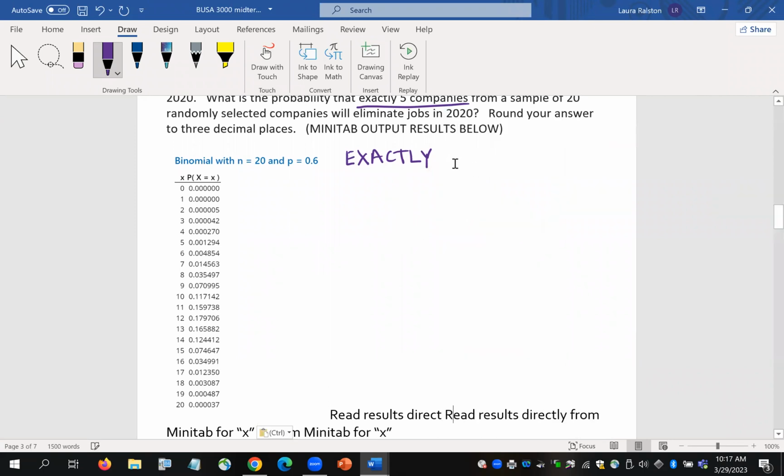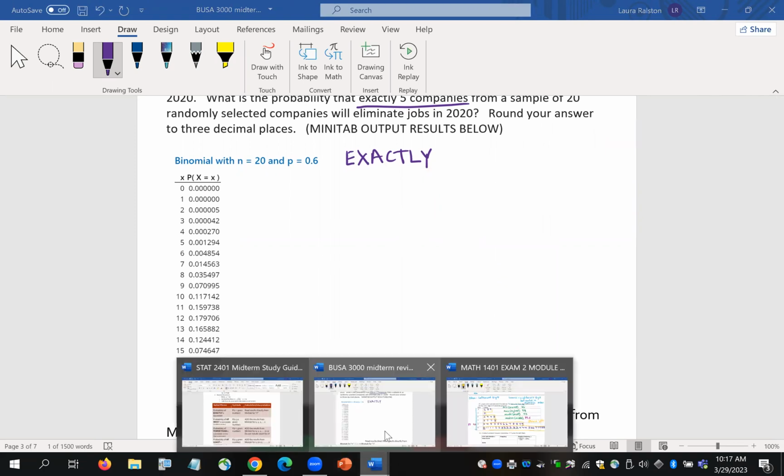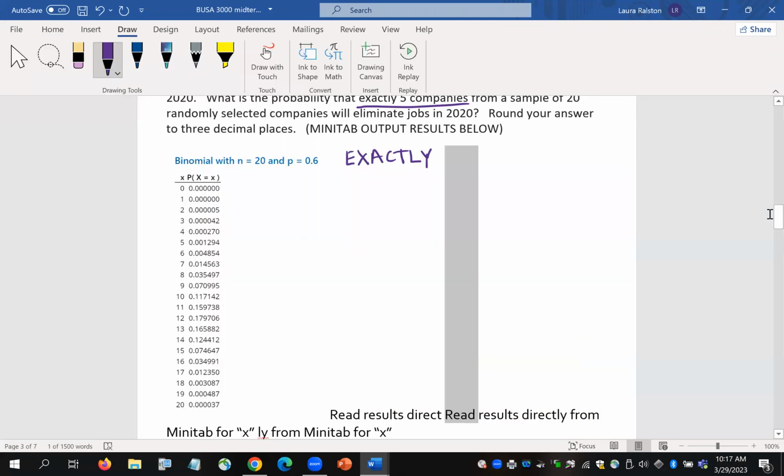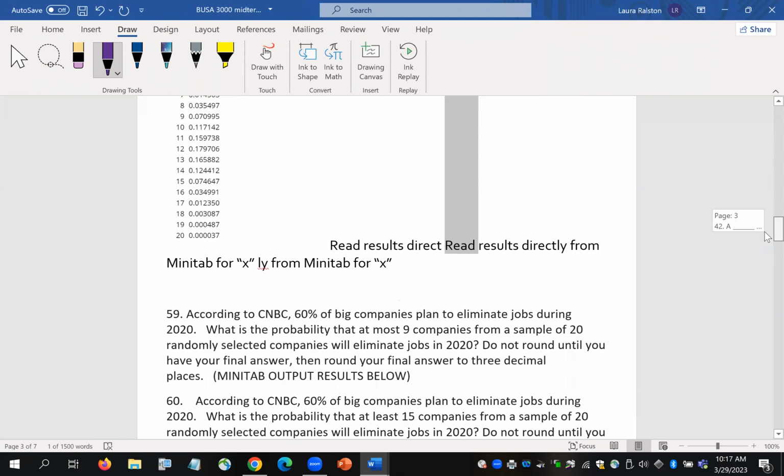Well, where did it go? See if I can copy it. Maybe it didn't copy. Copy. Okay, there it is.